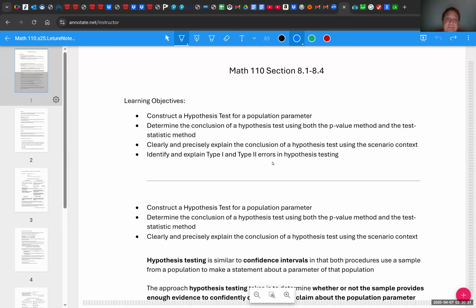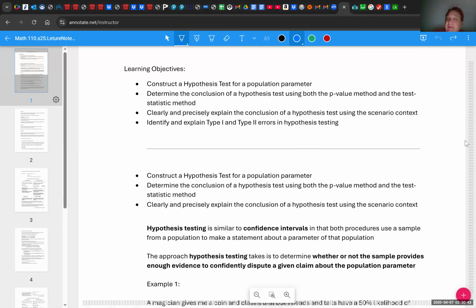All right, so for the first three learning objectives, I'm going to do them all together since they all are related to each other. And the last objective I'll do at the end of the video. So the first three, once again, we're going to construct a hypothesis test for a population parameter. To recall, a population parameter is a measure about a population.